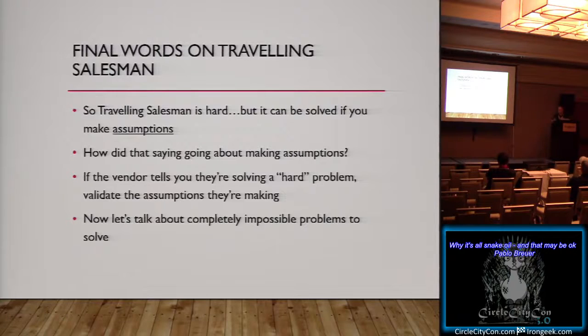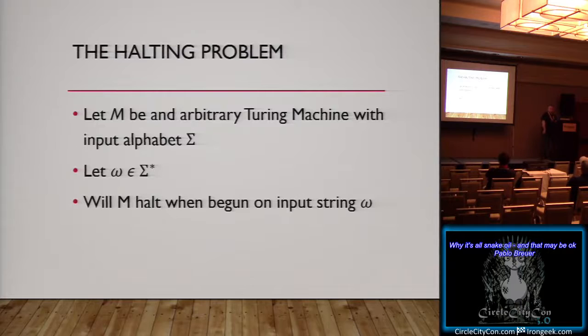So now let's talk about the question that was asked earlier. Show me an impossible problem. The halting problem. The halting problem is an impossible problem. The halting problem is something that is very difficult for most people to understand, so we're going to take a shot at it. So let M be an arbitrary Turing machine with an input alphabet of sigma, and let omega be an element of all the possible combinations of sigma star. Will M halt on an input string omega?